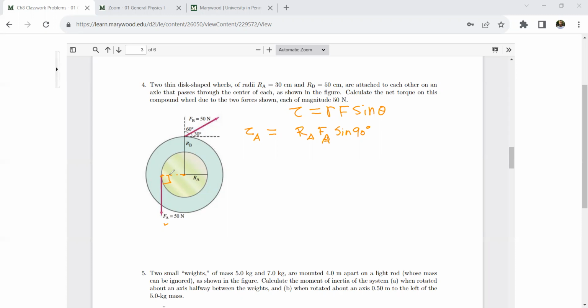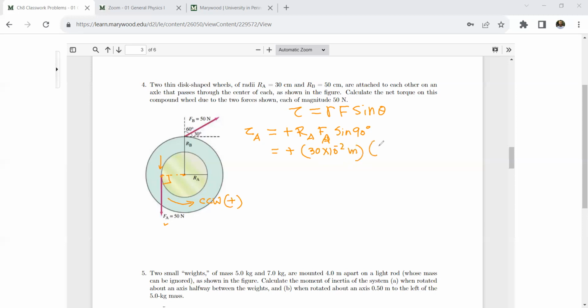For example, if I apply a force here in this direction, so this is the direction of FA, the disc will rotate in this direction, right? And this is counterclockwise. Okay, counterclockwise means positive sign. So the sign here will be positive. RA is 30 centimeter, so 30 times 10 to the power minus 2 meter.